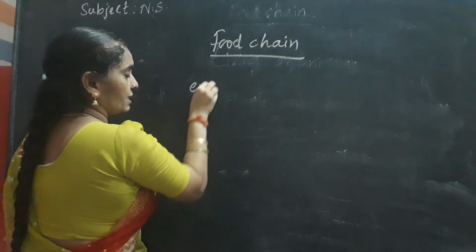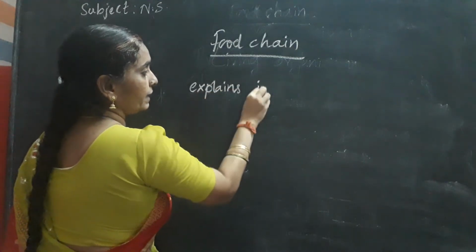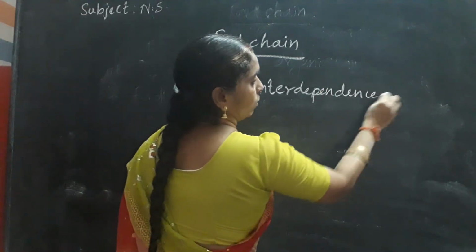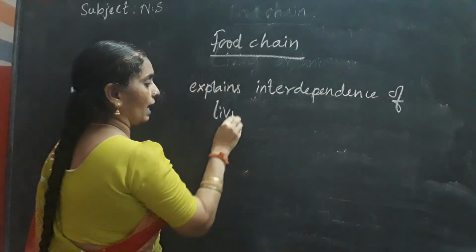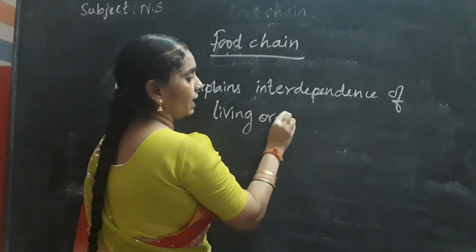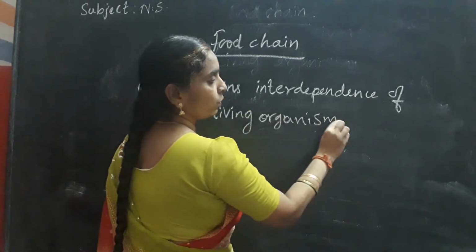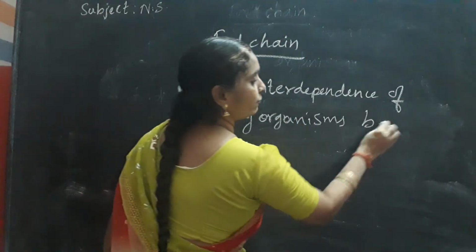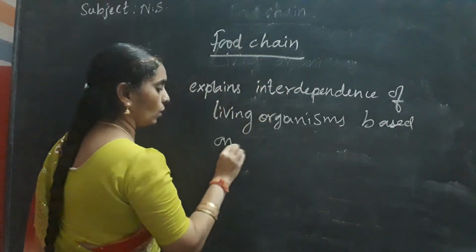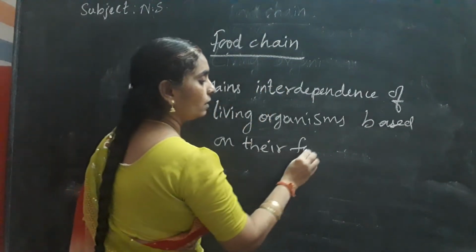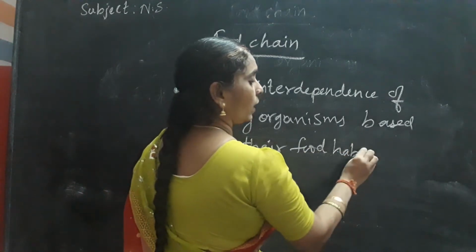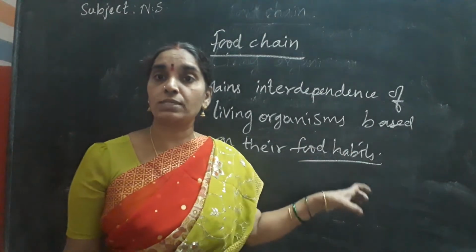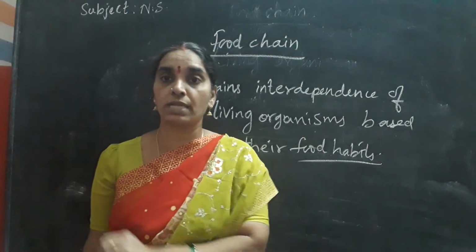Food chain explains the interdependence of living organisms. What are living organisms? Plants, animals and human beings. Interdependence of living organisms based on their food habits. I have already told you about food habits, and the animals are classified based on their food habits into herbivores, carnivores and omnivores.